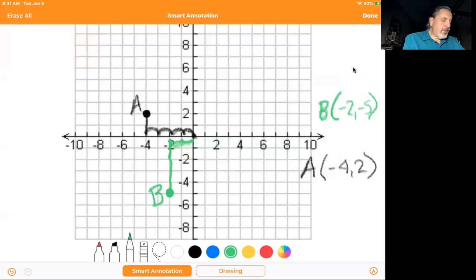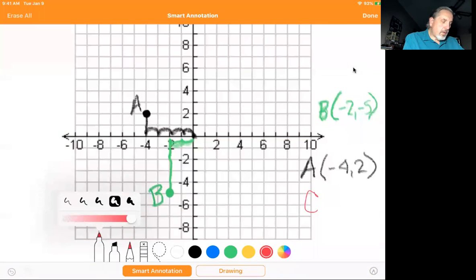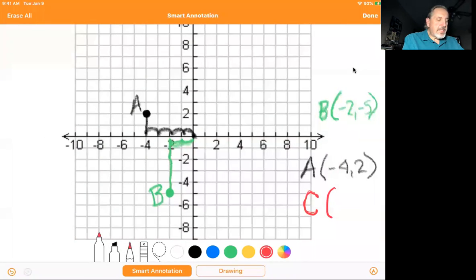So what if, let's look at another point. We'll call this point C. I'm going to try a different, let's see if this works better. Yeah, I think I like that better. Let's say point C is 0, 4. Okay.